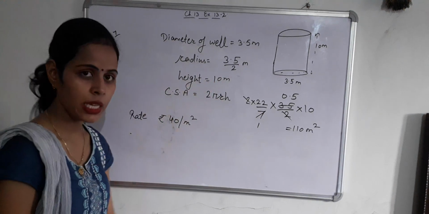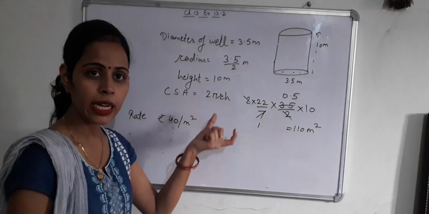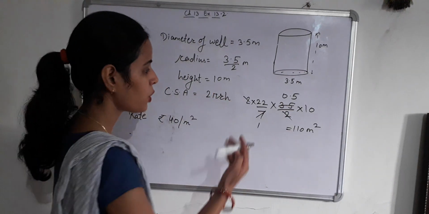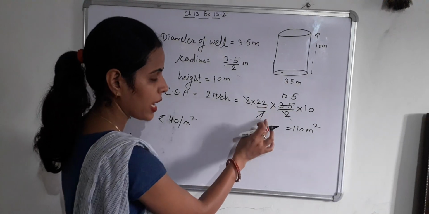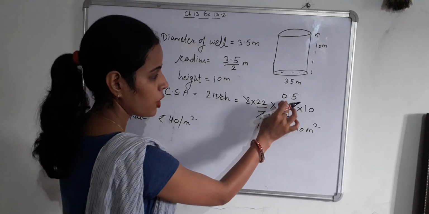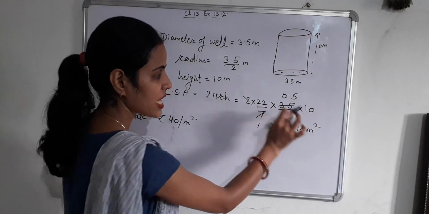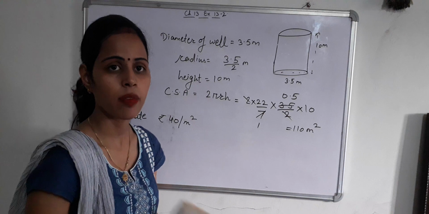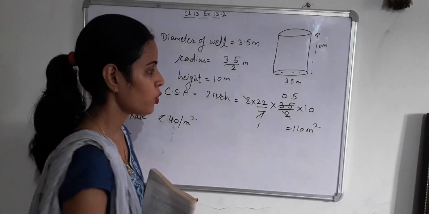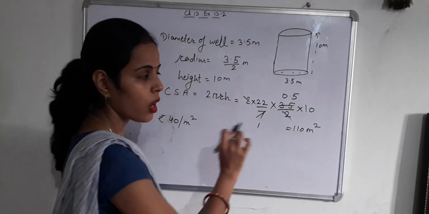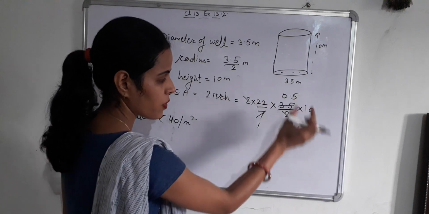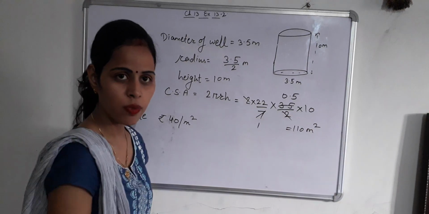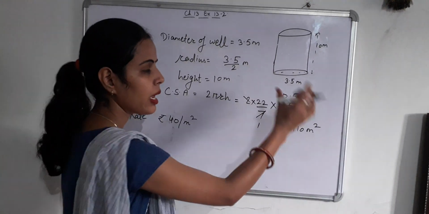Then covered surface area. Covered surface area of cylinder is 2 pi r h. This will be equals to 2 into pi. Pi is 22 by 7. R is 3.5 upon 2. H is 10. 3.5 cancel by 7, 0.5. 2 is cancelled by this 2. 22 into 5 equals to 110. 0.5 into 10, 5. 5 into 22, 110.